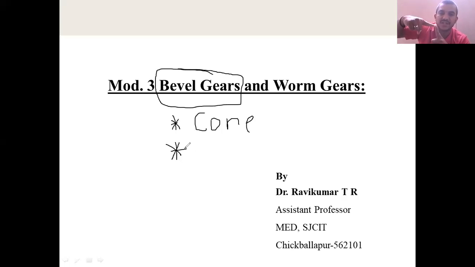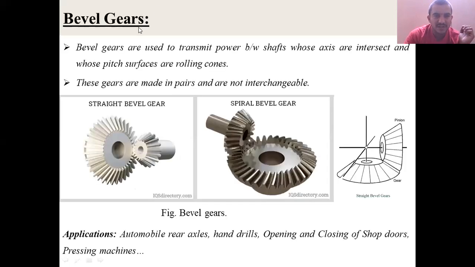So when two shafts are intersecting, what type of gear do you use? The bevel gears. Again, I'll just show this. The two shafts are intersecting. This is the introduction about bevel gear. Bevel gears are the gears formed on cone surfaces, and they transmit the motion and power between two shafts whose axes intersect.